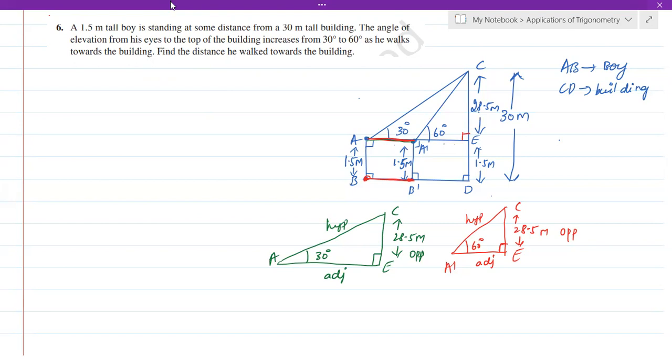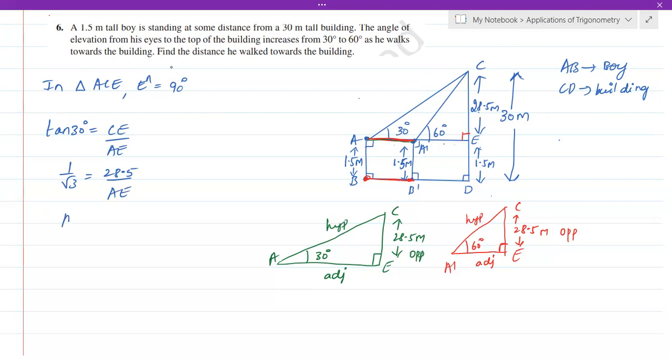So let's take the first triangle, that is in triangle ACE. Angle E is 90 degrees, isn't it? You can observe the green color triangle. So what is the angle given? 30 degrees. And we are trying to find the AE value, isn't it? So opposite is given. We are trying to find the value of adjacent. So we are going to make use of tan. So tan 30 is opposite by adjacent. Opposite is CE. Adjacent is AE. So tan 30 is 1 over root 3. CE value is 28.5. AE value as it is.